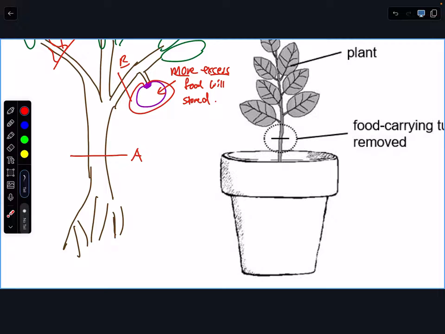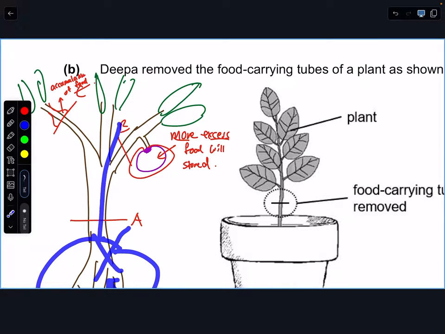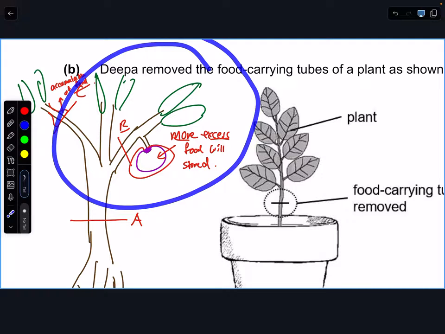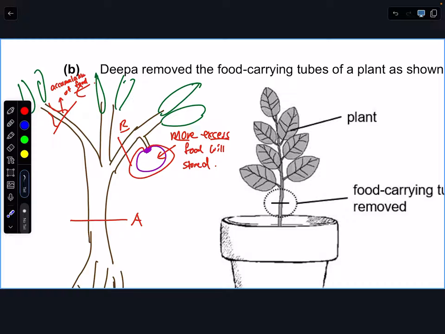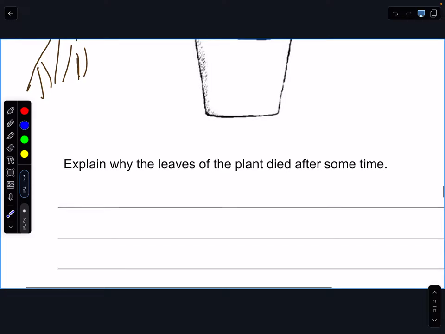So when it dies, water can no longer be absorbed by the roots. If the plant has no water, the leaves cannot receive any water to photosynthesize. No photosynthesis will happen. The whole entire plant does not get food. Eventually, the whole plant will die. So 3 different scenarios at 3 different cuts, when it comes to removal of your food carrying tubes.